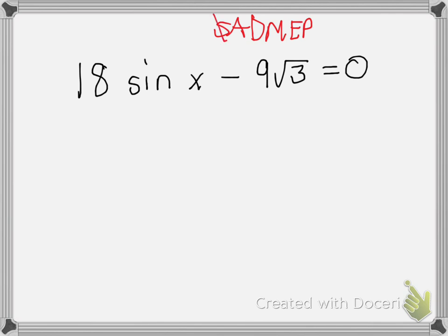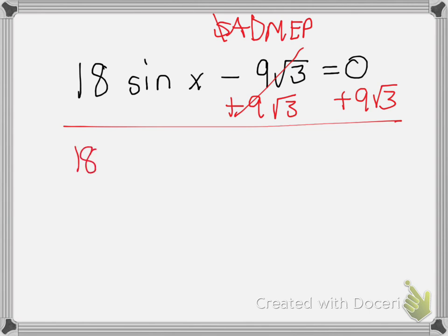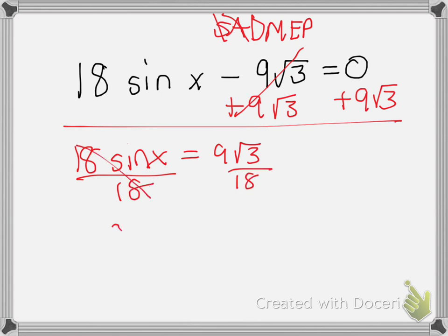All right. A is for adding. Can I add anything to both sides to try to isolate that trig function? I absolutely can. I can add 9 square root of 3 on both sides. So now I have 18 times sine of x equals 9 square root of 3. All right. Now, D is for division. Is there anything I can divide? I absolutely can. I can divide 18 on both sides. And now I have isolated the trig function sine of x.